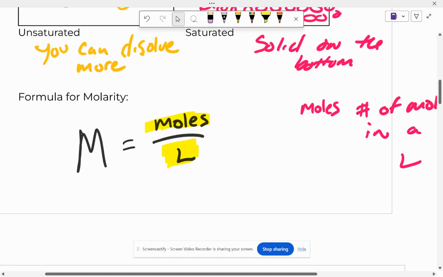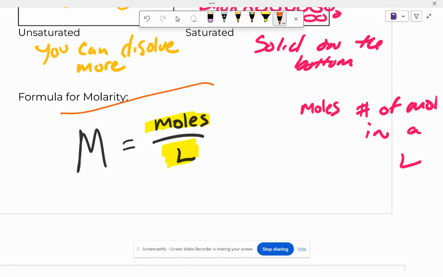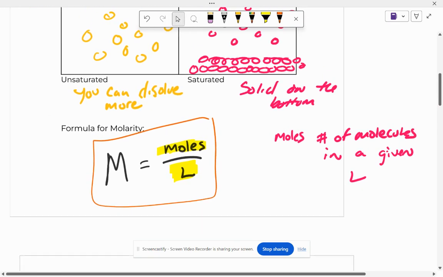So the formula for molarity is this. Big M. That's what we're going to talk about, this thing called molarity. What is molarity? Molarity is big M, and it's moles over liters. I'll let you write that down first and then I'll talk. Moles is the number of molecules in a given liter.